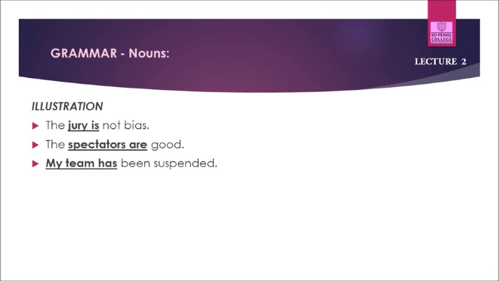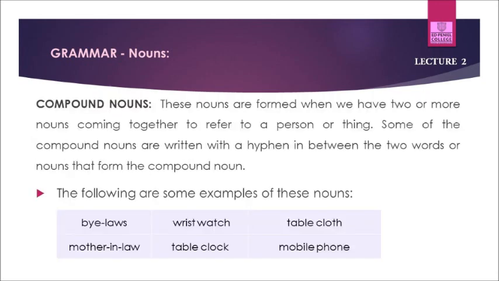So, examples like: the jury is not biased. Jury is a collective noun, but it takes the verb is. You have: the spectators are good. Spectators, collective noun, it takes the verb are. We have: my team has been suspended. Team is a collective noun, but it goes with the verb has. So it is not always the case that collective nouns take plural verbs. They can take singular verbs as well, as you can see in the examples noted in the illustration.